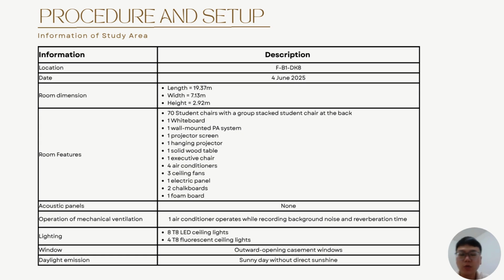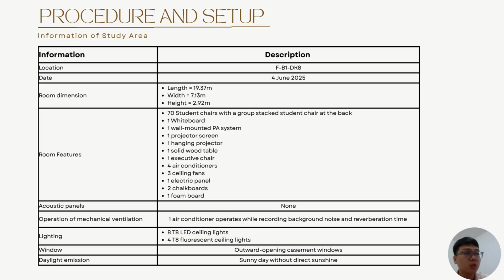My name is Wong Dong Han with metric number F21012. Now I will explain the procedure and the setup to get the data. This is the information of the study area. The location is B1DK8, and the date the data was recorded is 4th of June 2025. The room dimensions are length 19.37 meters, width 7.13 meters, and height 2.92 meters.